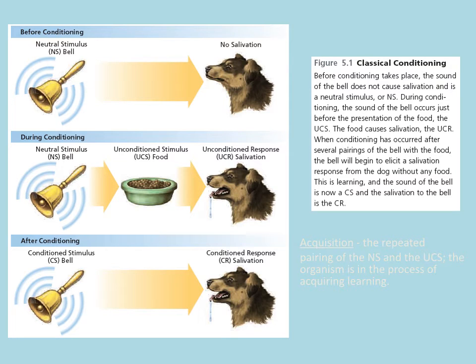So before conditioning, the bell triggers no response. During conditioning, the bell is presented with food to the dog, and then the dog is going to drool. After conditioning, the bell is going to trigger a conditioned response of drooling all on its own.